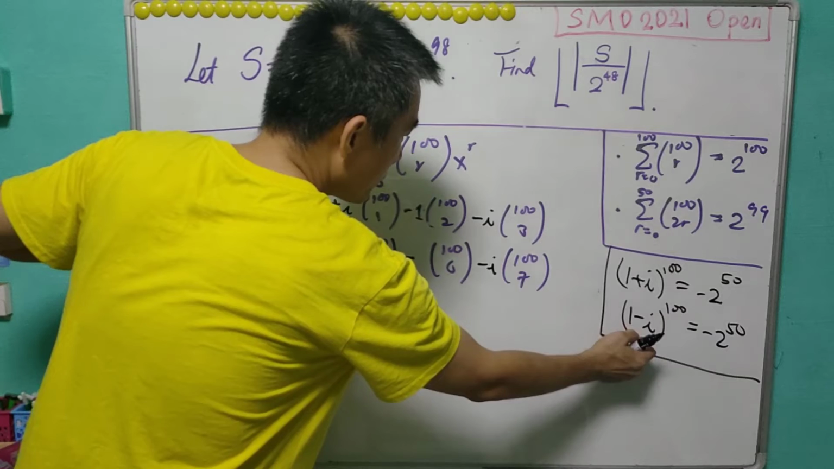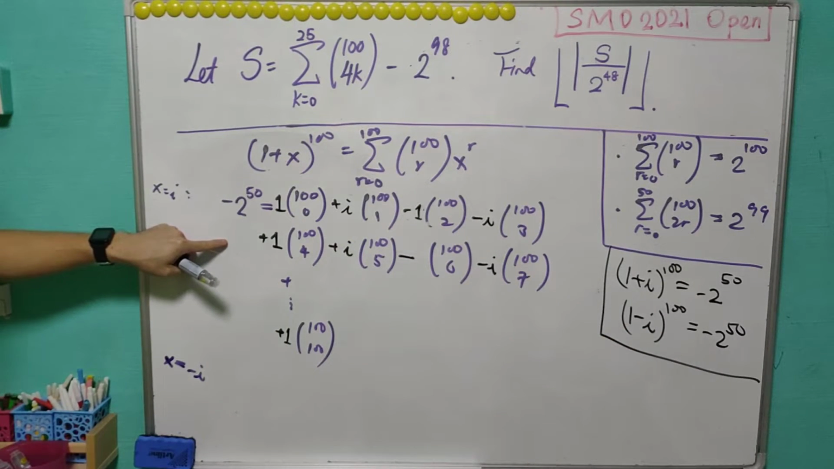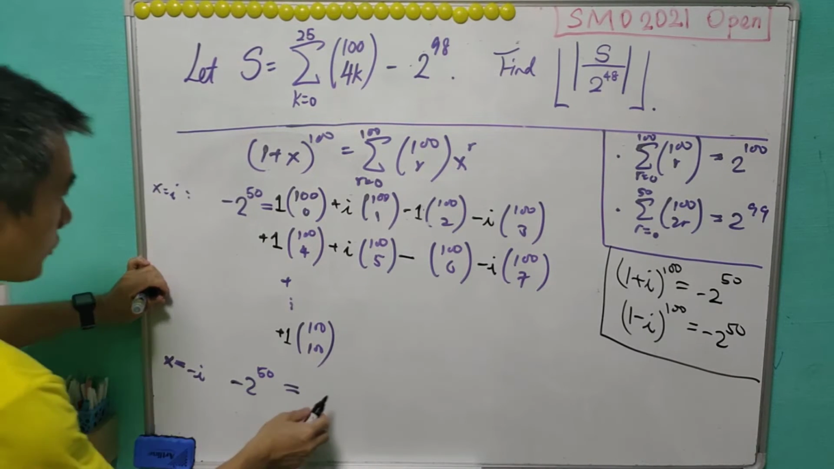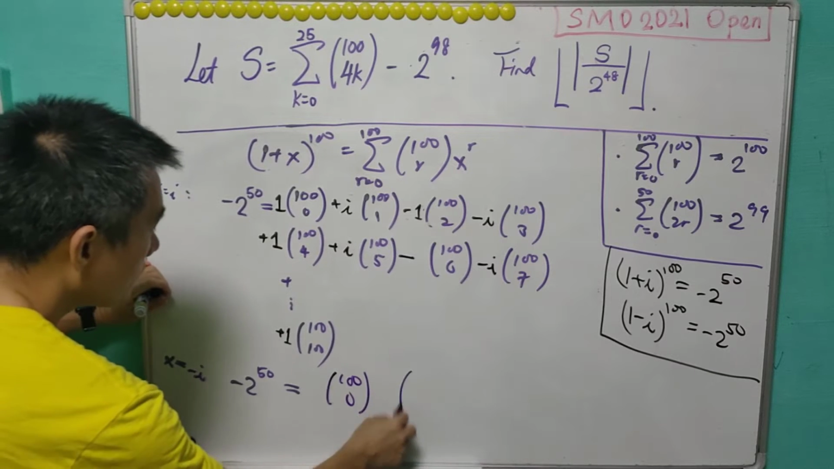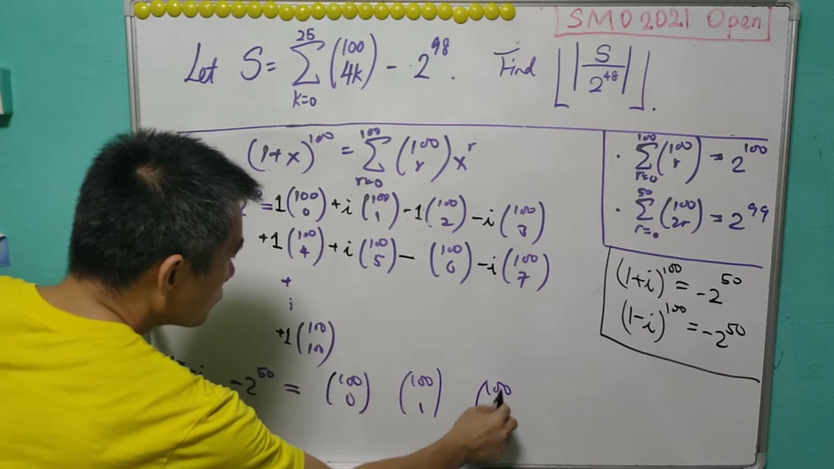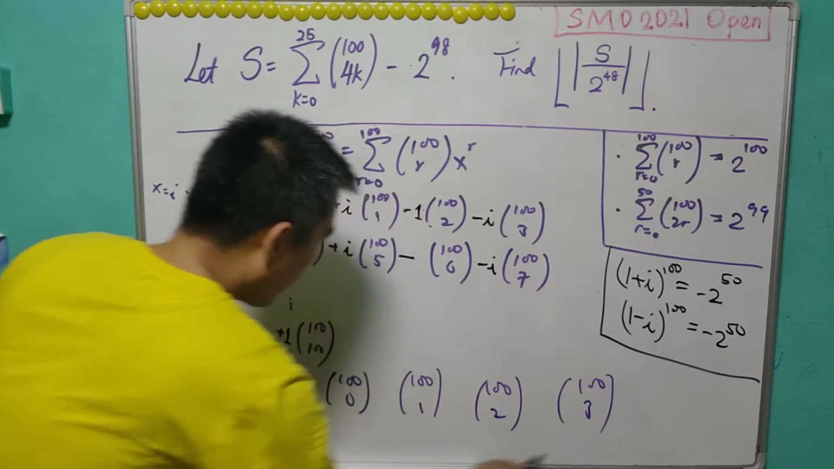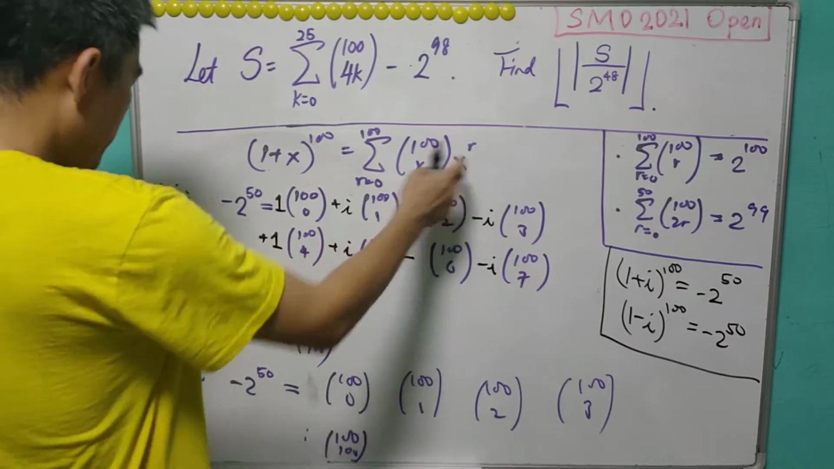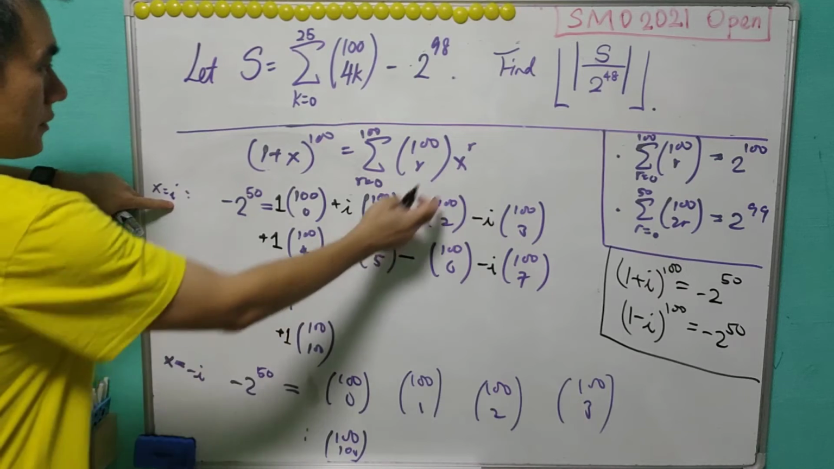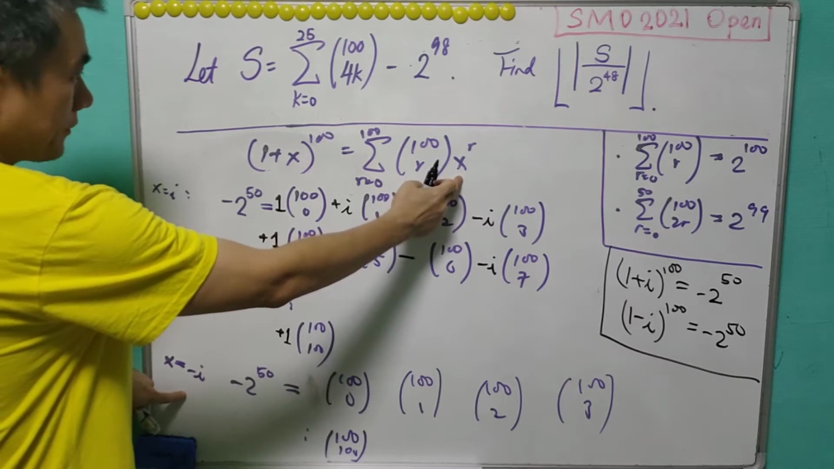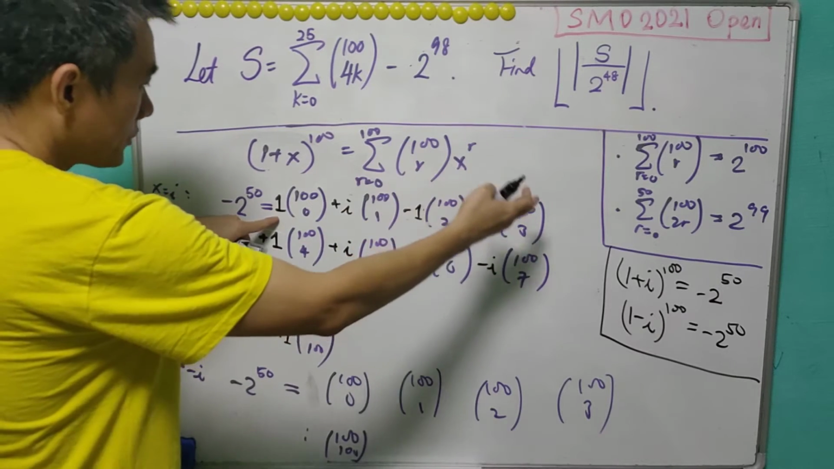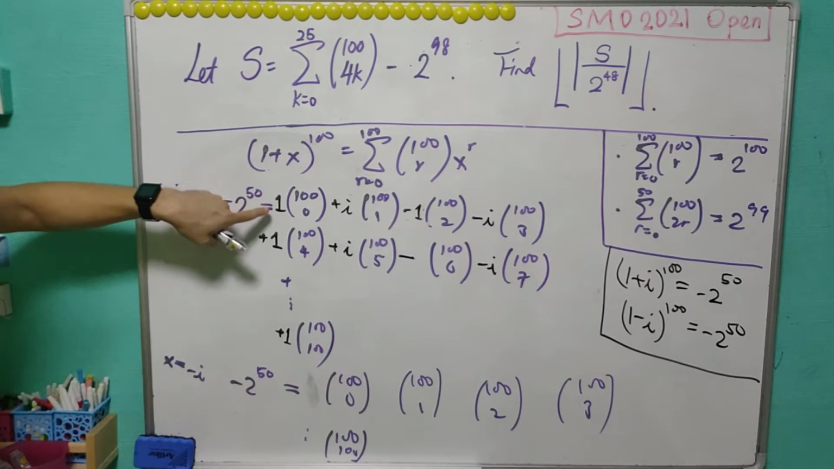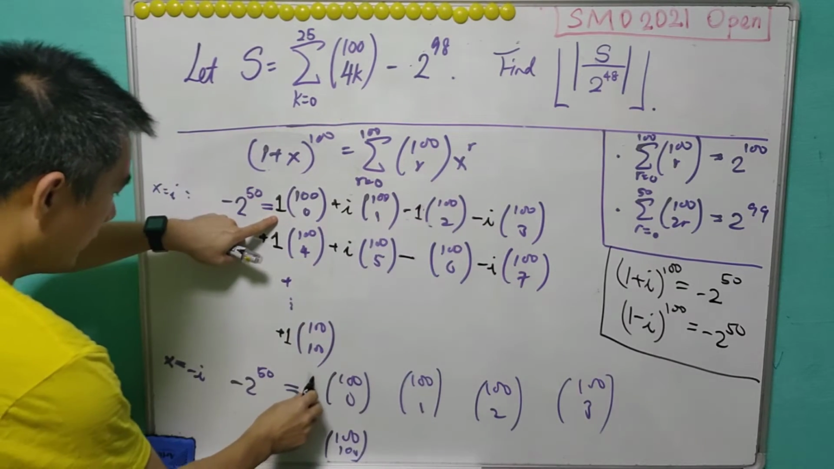We know that when x equals negative i, (1 minus i) to the power of 100 equals negative 2 to the power of 50 again, exactly the same. You also have 100 choose 0, 100 choose 1, 100 choose 2, 100 choose 3, all the same thing until 100 choose 100. Okay, so what's the difference from the previous one is i and now is negative i. For the even power, the value was still the same, but for the odd power, it will change by a sign. So for example, this is power 0, it's exactly the same.